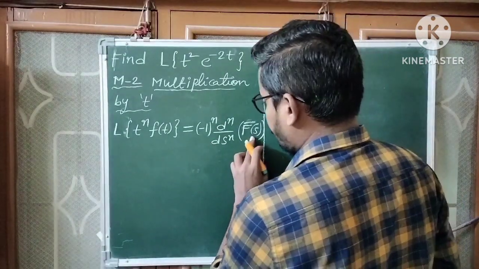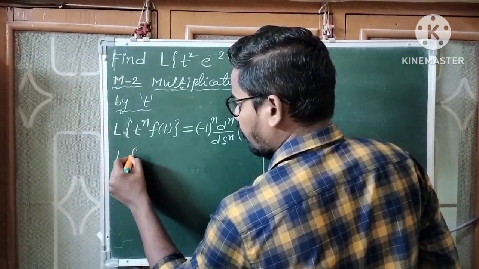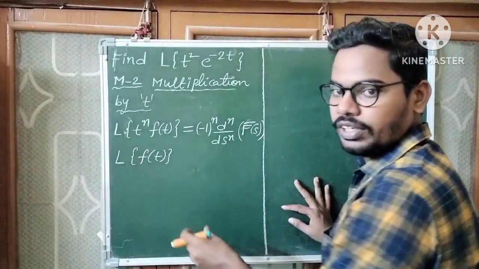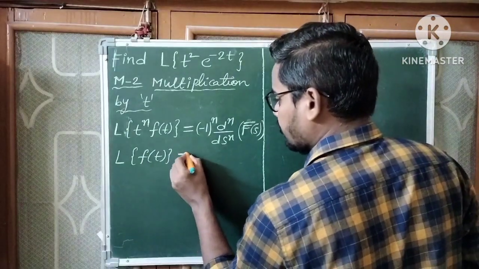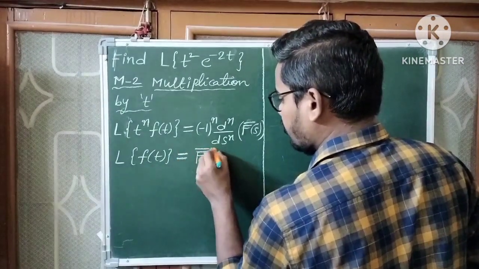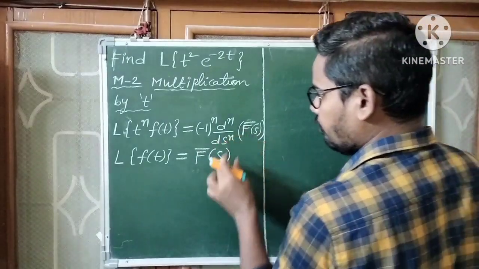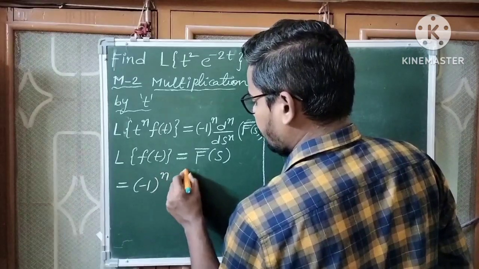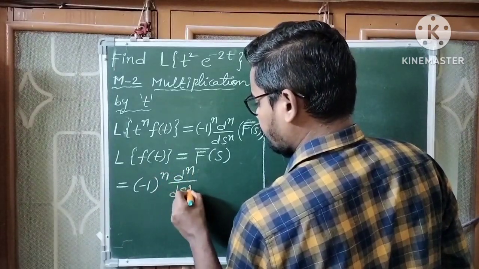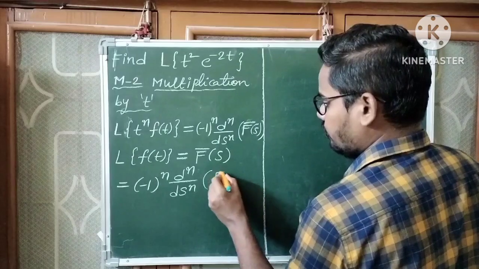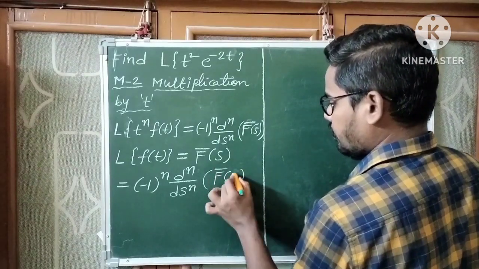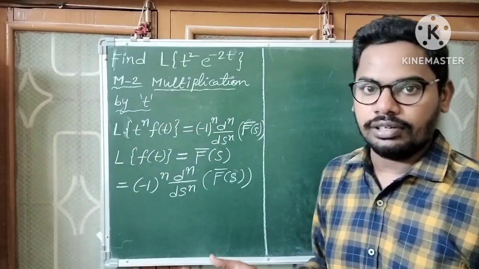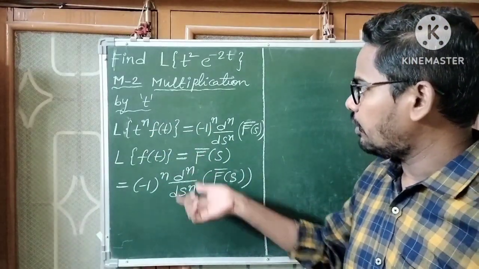Here, what is F bar of s? F bar of s means the Laplace transform of f of t. The Laplace transform of f of t is also written as capital F bar of s. Now this formula becomes minus 1 power n, d power n by ds power n, of F bar of s. So this is the multiplication by t formula, and using this formula we can solve this problem.